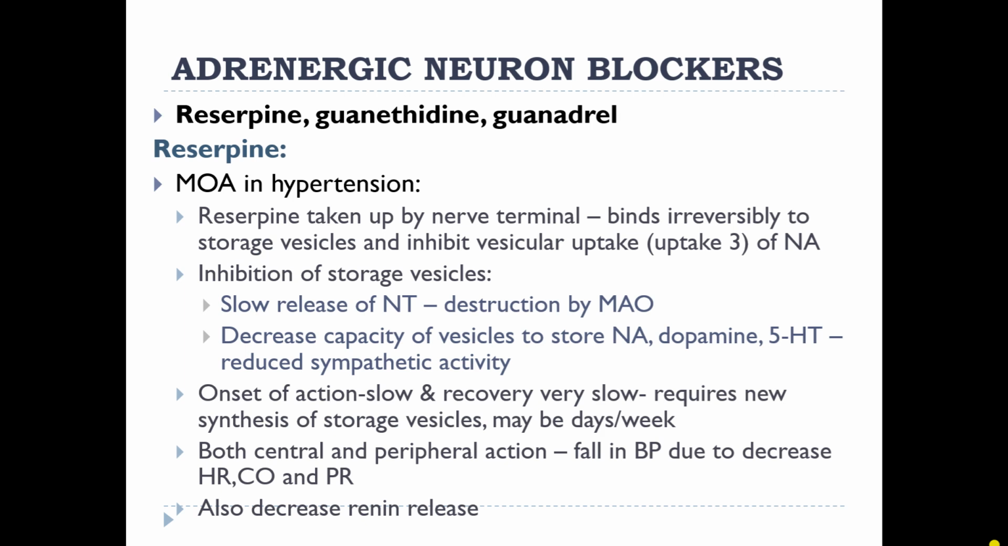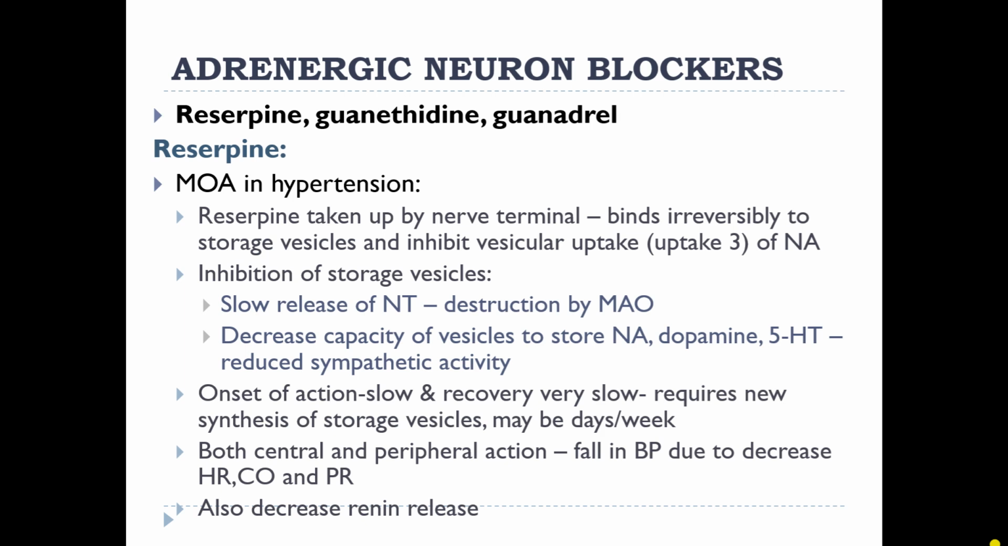And when the action of the norepinephrine is terminated, it is taken back up into the presynaptic neuron, that is uptake 1. It is diffused into the peripheral tissue, that is uptake 2. And after entering the neuron, it is again stored back into the vesicles, that is called uptake 3. And that uptake 3 is inhibited by reserpine. So inhibition of storage vesicles leads to slow release of neurotransmitter, which can be destroyed by the MAO enzyme, monoamine oxidase. The capacity of vesicles to store norepinephrine, dopamine and 5-HT is decreased, which also reduces the sympathetic activity overall.